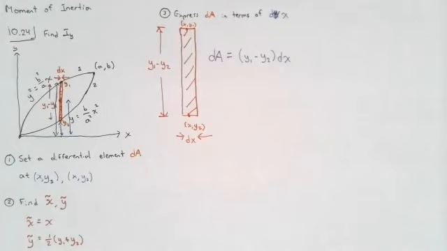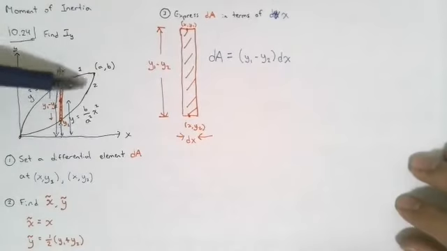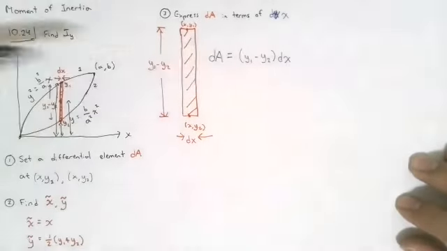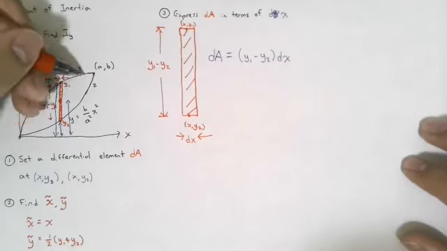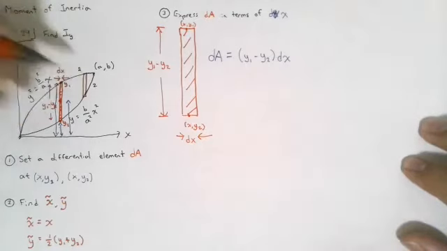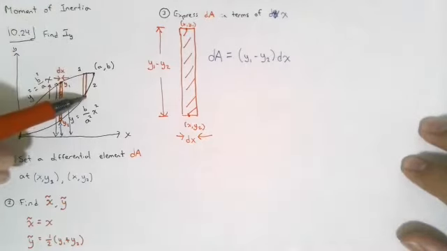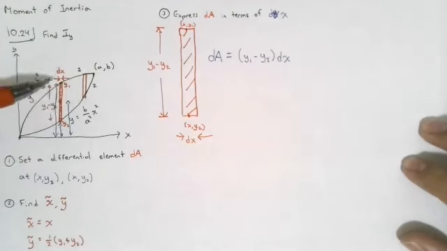We get that our dA, our area, is y1 minus y2 times dx. Do these values y1 and y2 change? If I were to move my differential element from here to here, would these y values change or are they constant? Now your x changes, so it's not constant. If I were to draw another element here, notice that y2 is a different number, and y1 is also a different number.